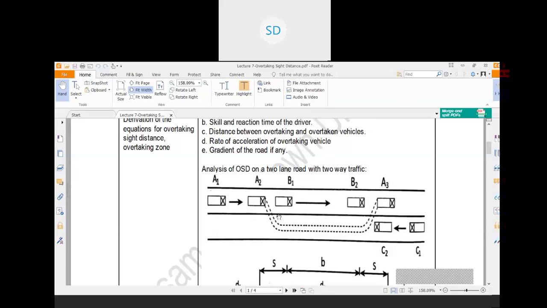Okay, now here are some steps that vehicle A will follow. So what are the steps? Initially, vehicle A will reduce its speed, adopt the speed of vehicle B, and start following vehicle B within the reaction time, and it will start finding any opportunity to overtake vehicle B. So within the reaction time, vehicle A will come from the A1 position to the A2 position, adopting the speed of vehicle B.